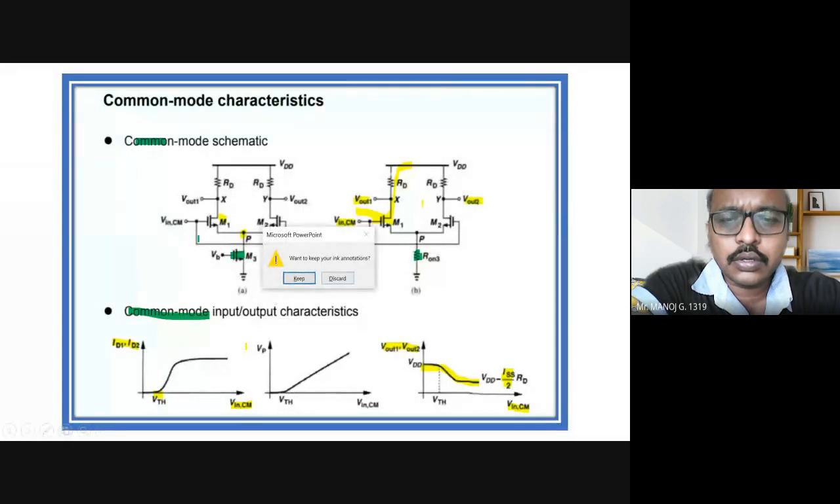I just want you to do a small analysis. Please take a piece of paper, open your note, and write the expression for V out. Put the heading as differential pair.